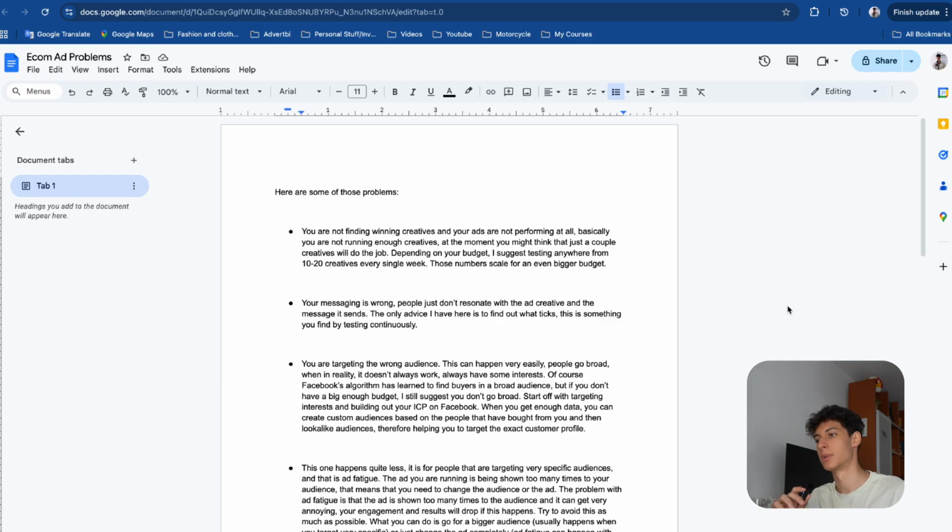Depending on your budget, I suggest testing anywhere from 10 to 20 creatives every single week, and those numbers scale for an even bigger budget. But 10 to 20 creatives is the bare minimum.